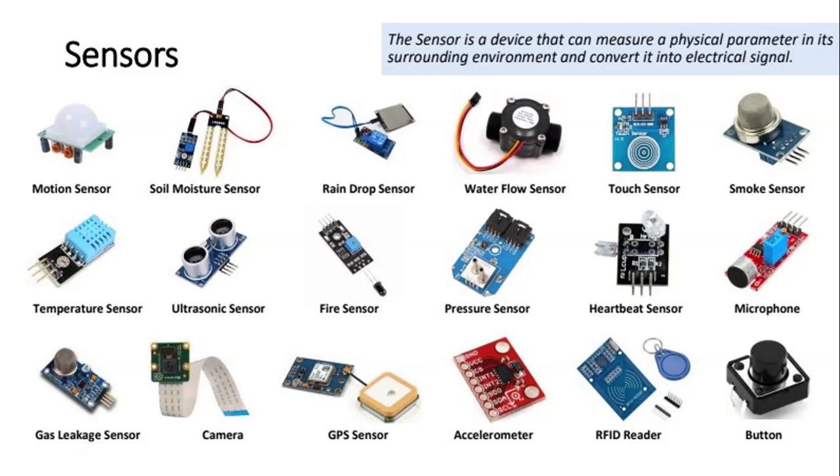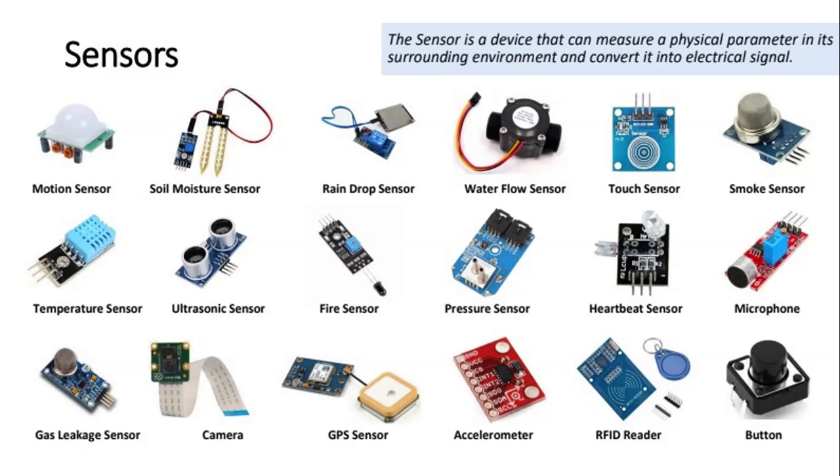Whatever the physical quantity surrounding us, we can say motion sensor, soil sensor, temperature sensor. As we know, LM35 is a temperature sensor and DHT11 is a temperature and humidity sensor. We have different types of sensors: motion sensor, soil sensor, raindrop sensor, water flow sensor, touch sensors. These have their own applications and characteristics to convert that physical quantity. Physical quantities are nothing but temperature, pressure, humidity, light, speed. These are the physical quantities.